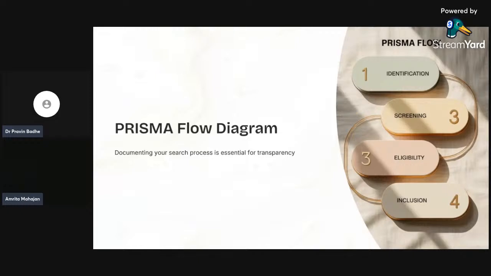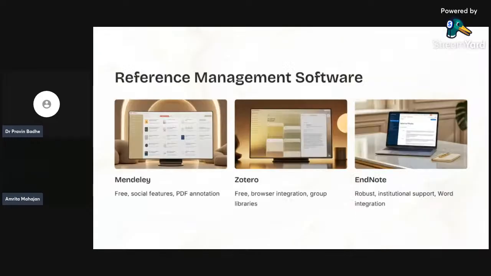And the next is eligibility. It's reviewing full text articles in detail, to see if they actually qualify for your choice of interest or the knowledge that you want to put in the research. The last is inclusion. It's the final number of studies included in your systematic review or any meta analysis.